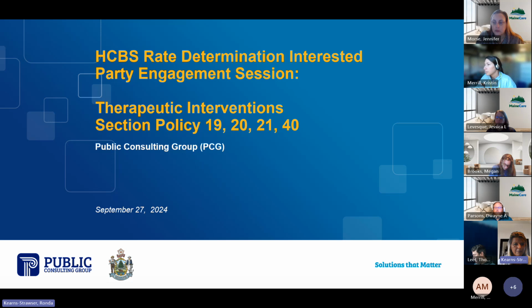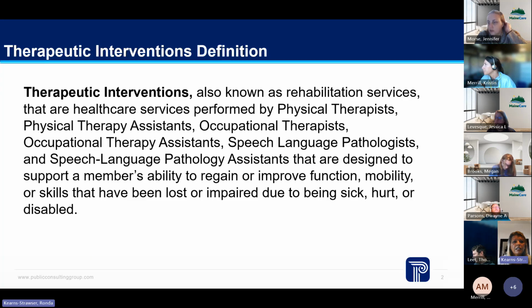Next slide, please. So today, our focus is on activities and codes related to therapeutic interventions as defined on the slide, which again fall under policy section 19, 20, 21, and 40. So I'll quickly read that slide definition.